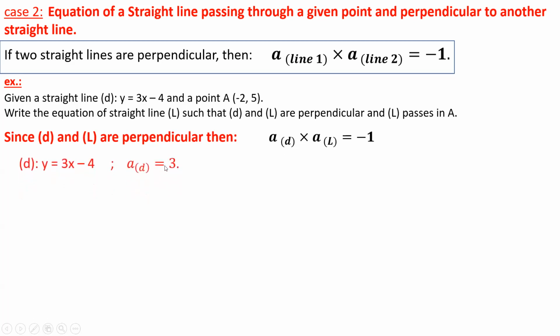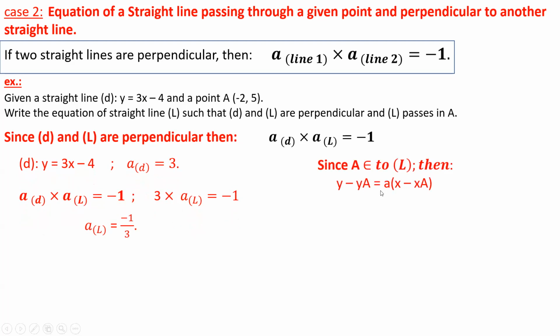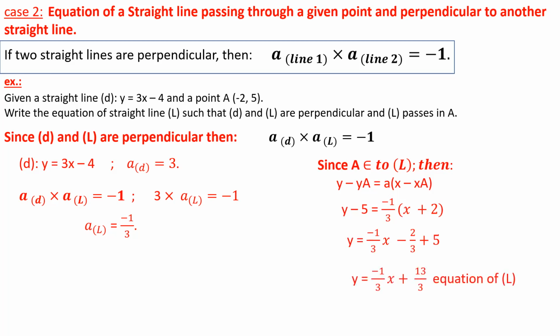What's the slope of D? So the slope of D is 3. So here I replace the slope of D by 3. So I get 3 times a of L equal -1. So a of L equal -1 over 3. We got the slope of line L. Where does line L pass? In A. So I say A belongs to line L, then y minus ya equals slope into x minus xa. I replace the coordinates of A and the slope in this equation. After calculation, I get the equation of line L, which is -1 over 3x plus 13 over 3.